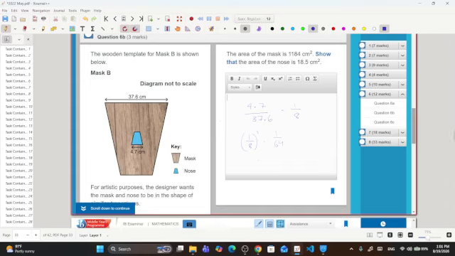And if we were to multiply 1184 by 1 over 64, we would get a value of exactly 18.5 centimeters squared. This was done in a lot of detail when we were discussing the topic of, what was it? Ratios and proportions. Yeah. Because it's basically a ratios question, as simple as that.